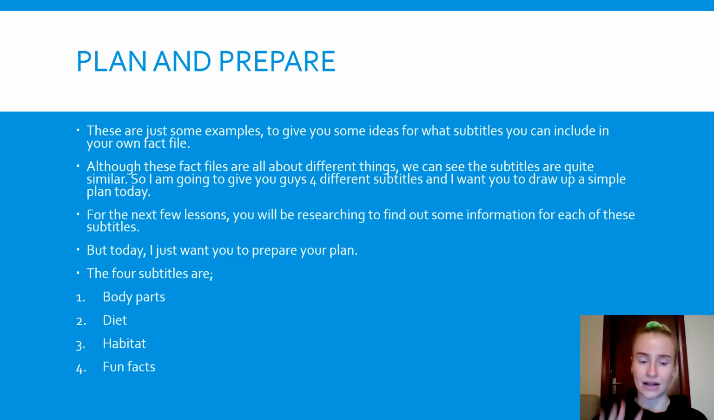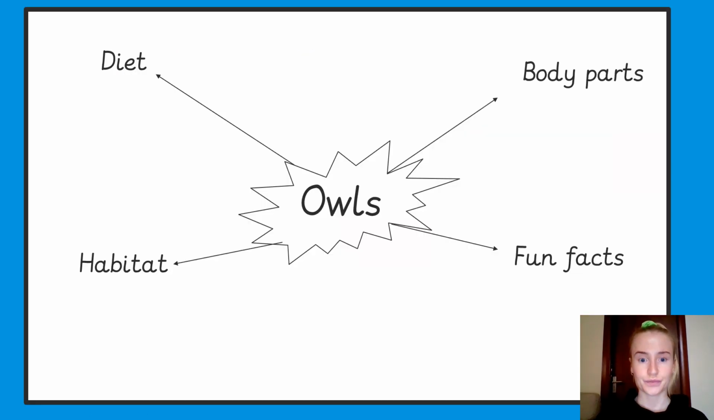And our four subtitles are going to be, number 1, body parts, but you could also say appearance if you like. Number 2, diet, and that's just what the owls eat. Number 3, habitat, and that is a word that basically means where the owls live. And number 4 is fun facts. So they are your 4 subtitles that I want you guys to focus on when you're writing your fact file.